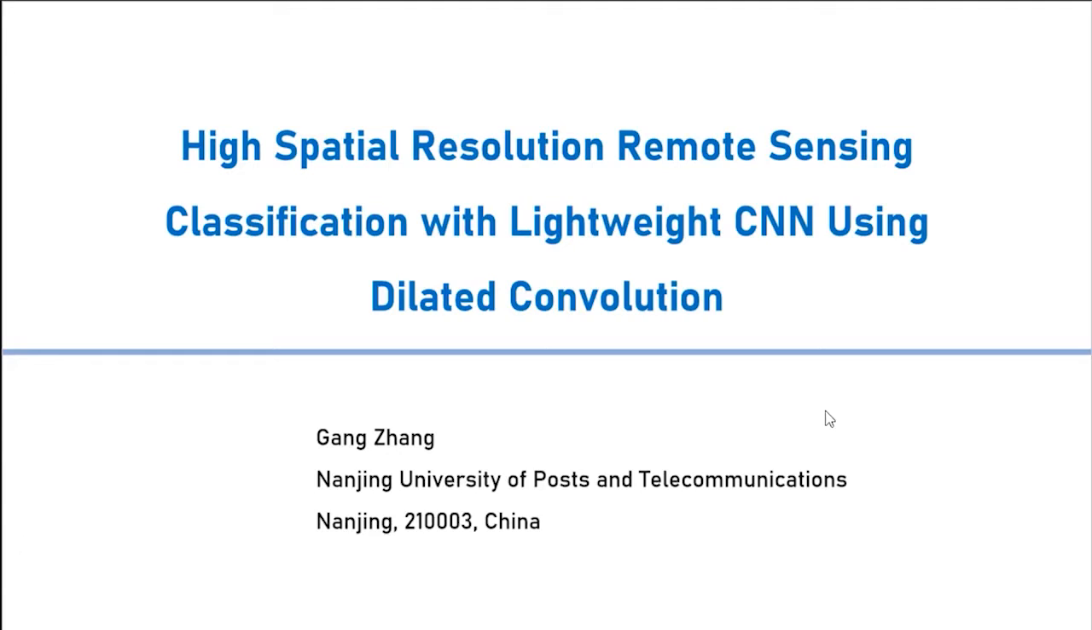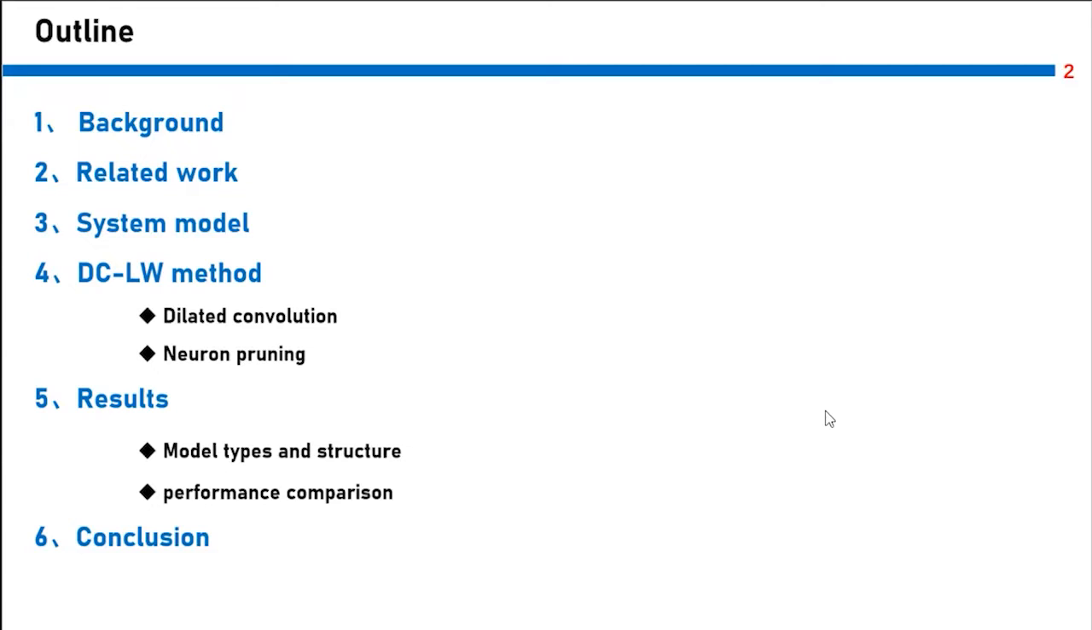The paper I want to report today is High Spatial Resolution Remote Sensing Classification with Lightweight CNN Using Dilated Convolution. Next, I will introduce this paper from 6 aspects: background, related work, system model, DCLW method, results, and conclusions. The first is the background part.